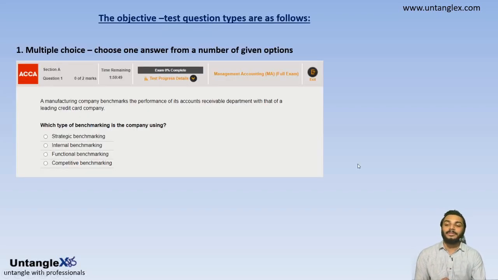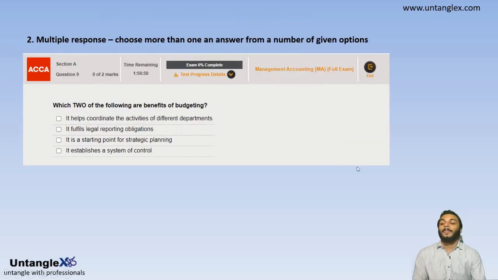Okay, now looking at a few examples of questions, the first type is the multiple choice question, which is a normal type of question where you will have to pick out the right answer from the options given below. Next is the multiple response question. Here the question is like, for example, which 2 of the following are the benefits. So you will have to pick out more than one answer, and the thing to be careful about here is that if you select a single correct answer, you won't get any marks. So you should read the question very carefully before moving further.